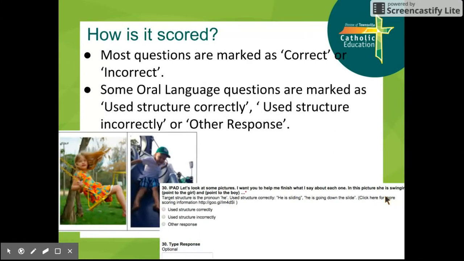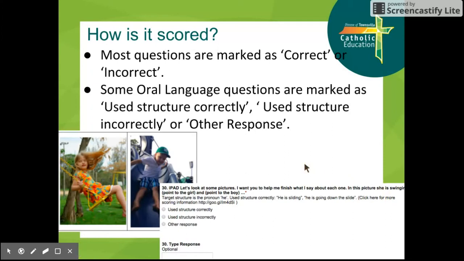So how is it scored? Well, most questions are marked as either correct or incorrect. However, some of the oral language questions have a third response that says other response, and this really did come out of a need. I'll share with you a scenario that we had that made it obvious to us that the option of other response was really, really vital.